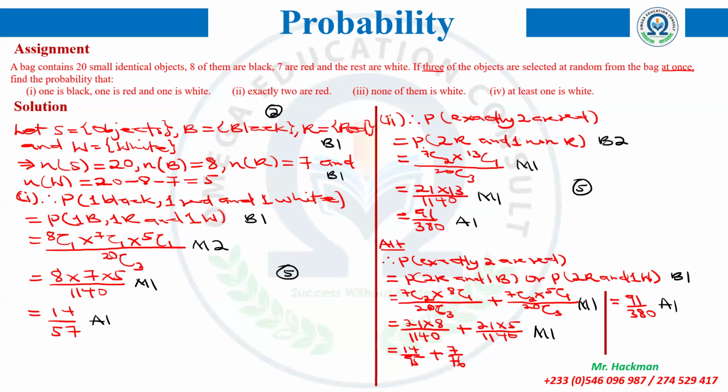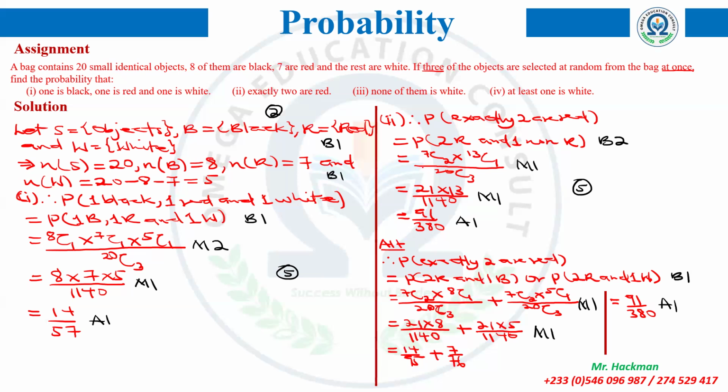Now what do we have? We are looking at exactly 2 are red. So indirectly, we are trying to say that 2 are red, meaning 2 are red and 1 non-red, basically. If 2 are red, then it means the one that is left will be a non-red.